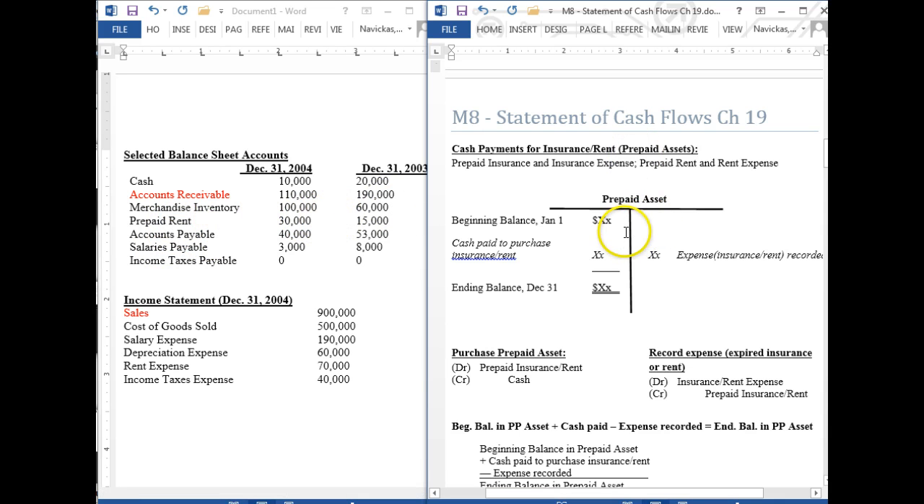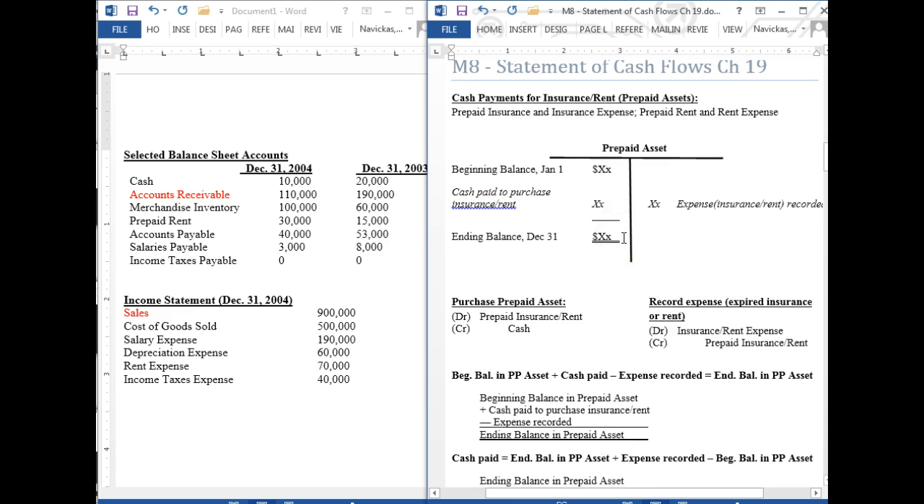We start with the asset account. The asset account is prepaid asset. And so now which income statement account is going to articulate with that? As I look down the list there, rent expense jumps out at me, right? So prepaid rent and rent expense. So let's do the prepaid rent and the rent expense transaction.